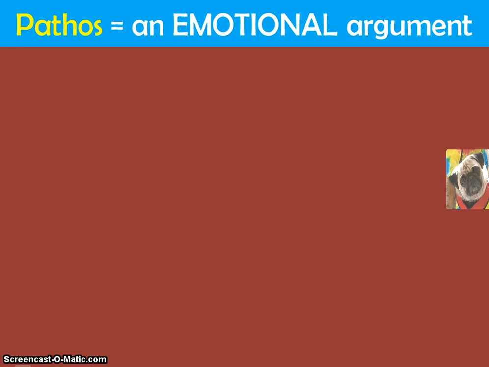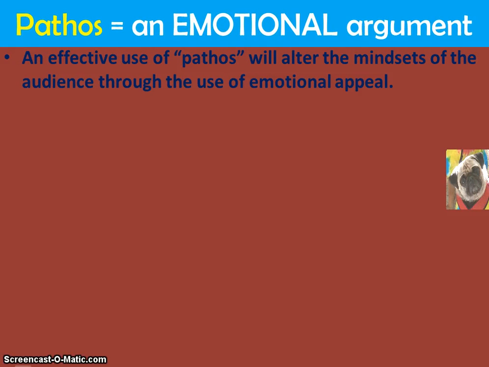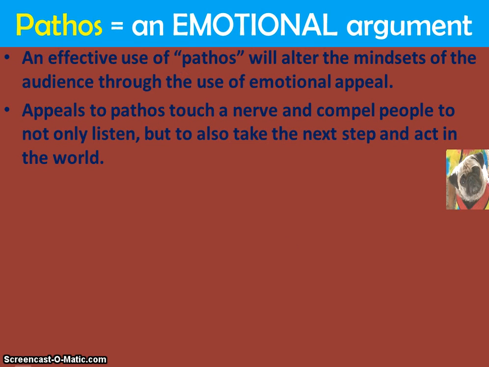There he is again. You want to pay attention to the second argument, which is pathos. It's an emotional argument. And with an emotional argument, I try to appeal to my reader and my audience with their emotions. It appeals to pathos, touches a nerve, or compels people not only to listen, but to also take the next step and act in the world.